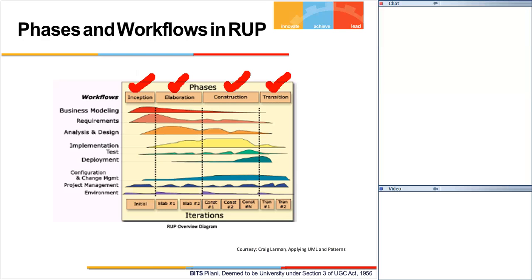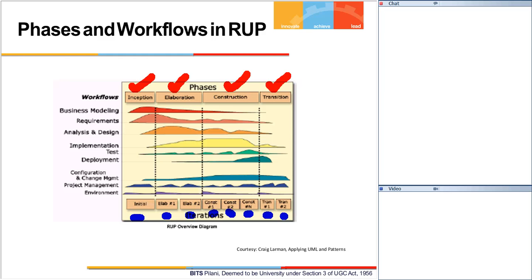Each phase is divided into iterations, right? So you can see in the inception phase, there is only 1 iteration. If you see in the elaboration phase, there are 2 iterations, right? In the construction phase, there are 3 iterations. In the transition phase, there are 4 iterations, right? So your construction phase is the phase which has the largest number of iterations, while your inception phase is the one which has the least number of iterations, right?